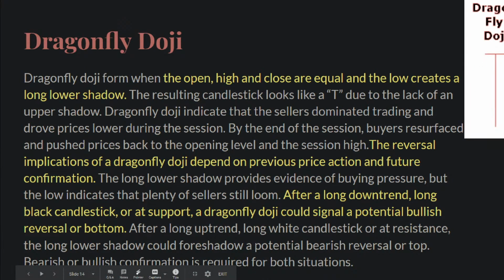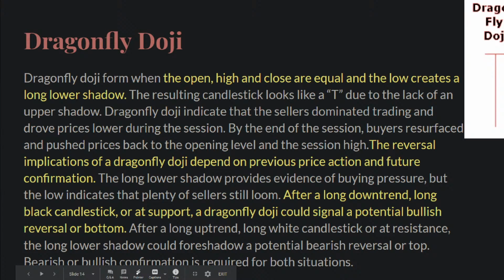Due to the lack of an upper shadow, the Dragonfly Doji indicates that the sellers dominating trading drove prices lower during the session, but by the end of the session, buyers resurfaced and pushed back to the opening level and the session high. So it at some point dropped all the way down and then sucked all the way back up to where it started. Is what this candle is telling us.